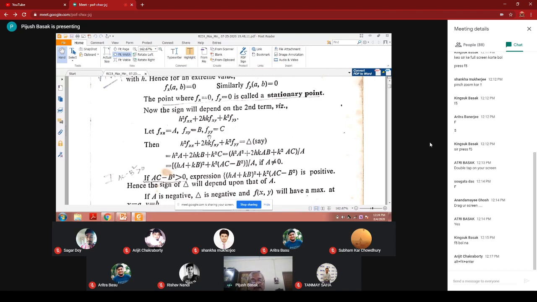I have arranged it a little bit, dividing by A and multiplying by A, multiplying A in the numerator and A at the denominator. It becomes h square A square plus 2hkAB plus k square AC, upon A. And after writing in the form of a square, that is (hA plus kB) whole square plus k square (AC minus B square), upon A.